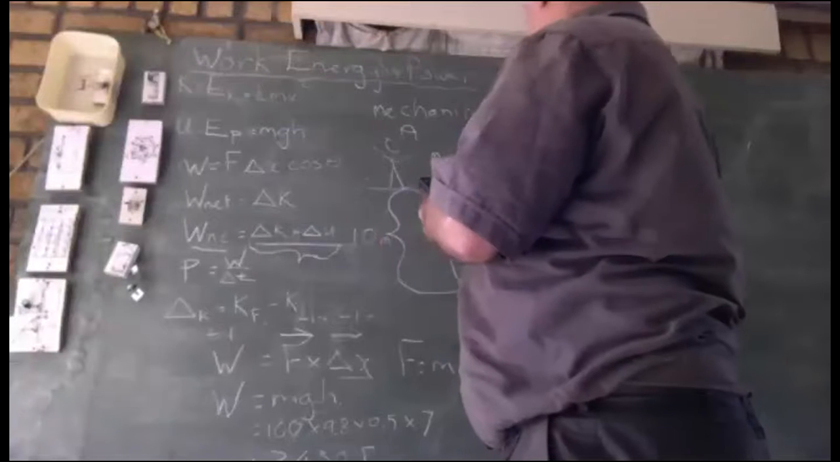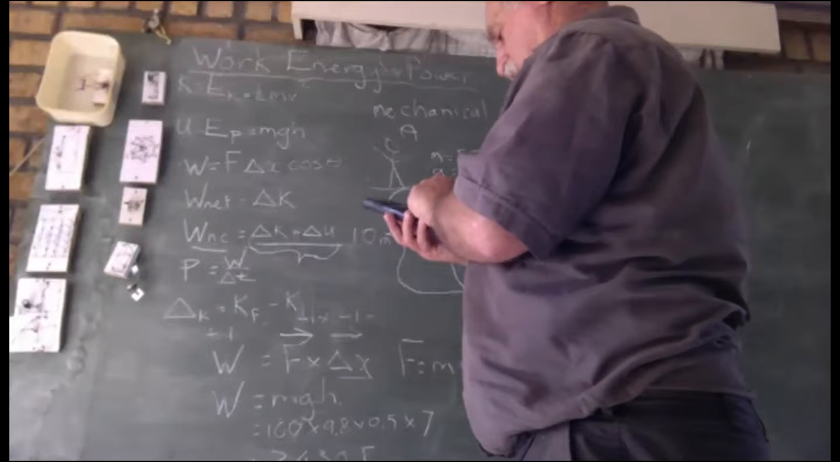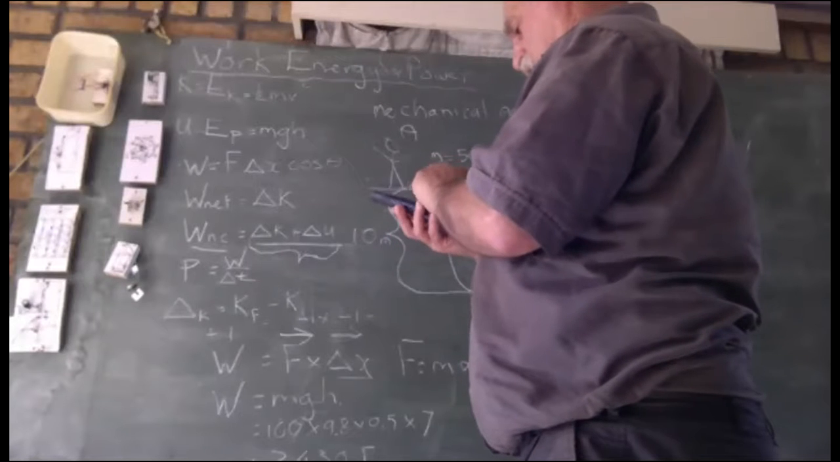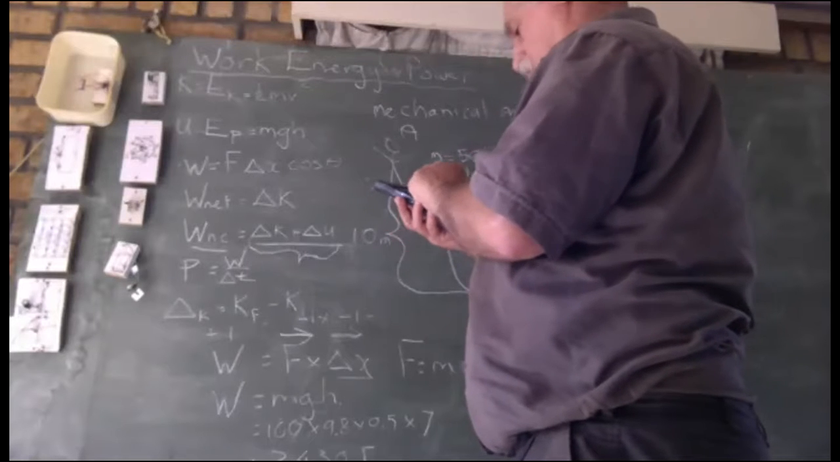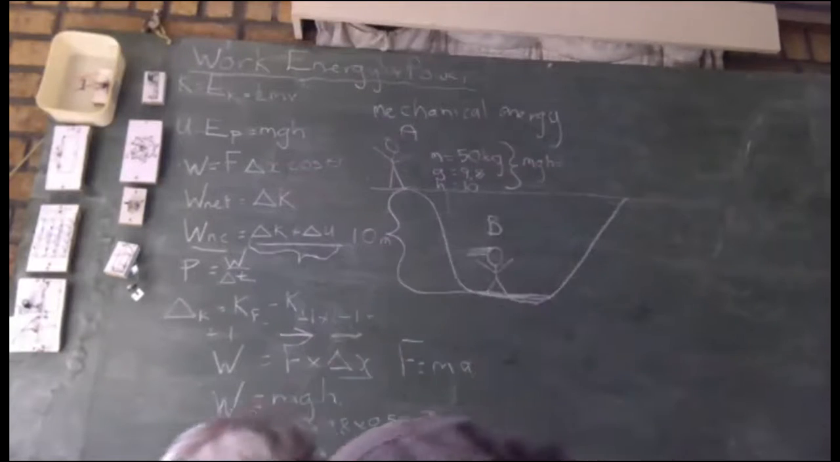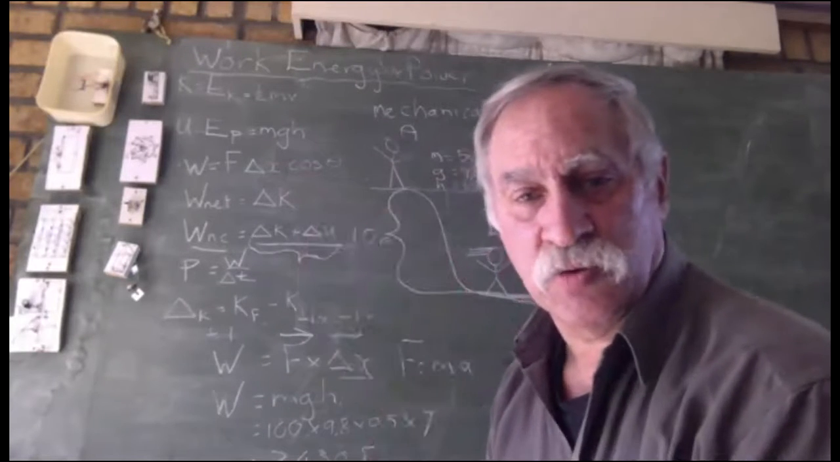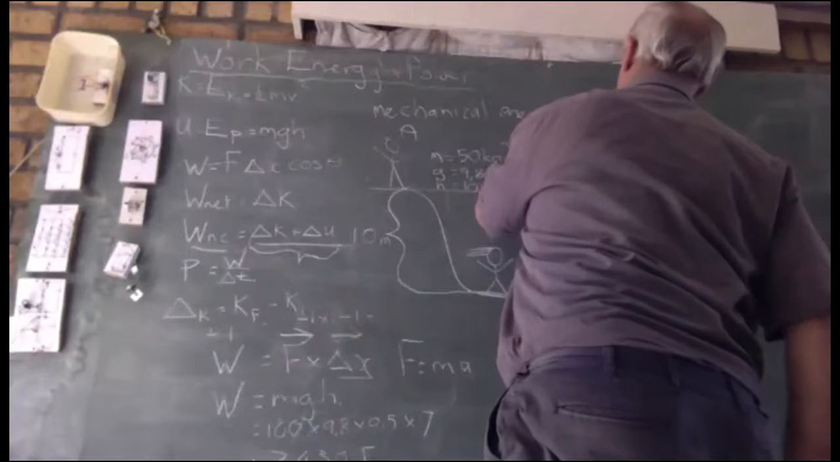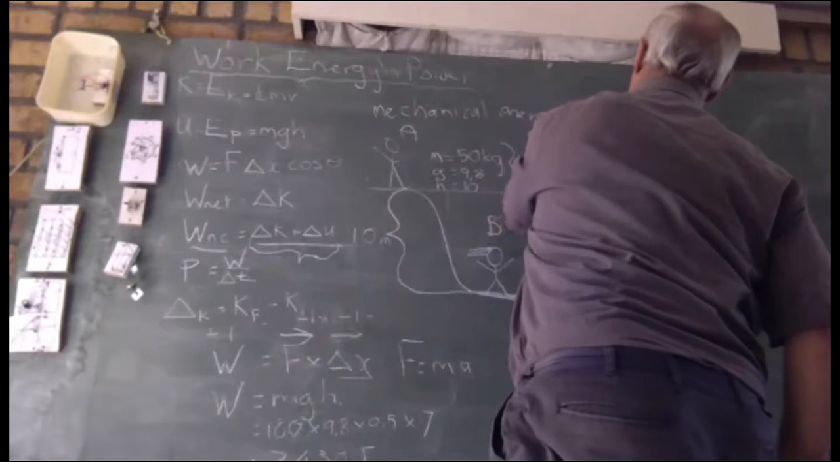Okay, so the mgh is 50 times 9.8 times 10. Did you get an answer, Matsudiso? Yes, sir. What did you get? 4,900 joules. There we go. Okay, so energy is 4,900 joules at position A.